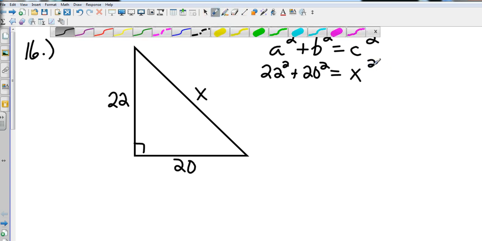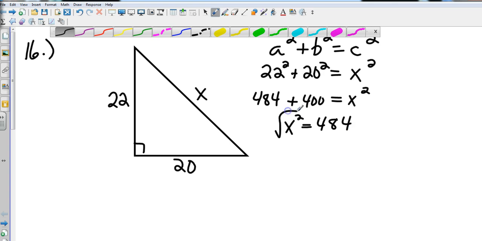Okay, and so 20 squared, real easy, is 400. 22 squared is going to give me 484. And so that's going to give me x squared equals 484. So we're just going to take the square root of both sides.